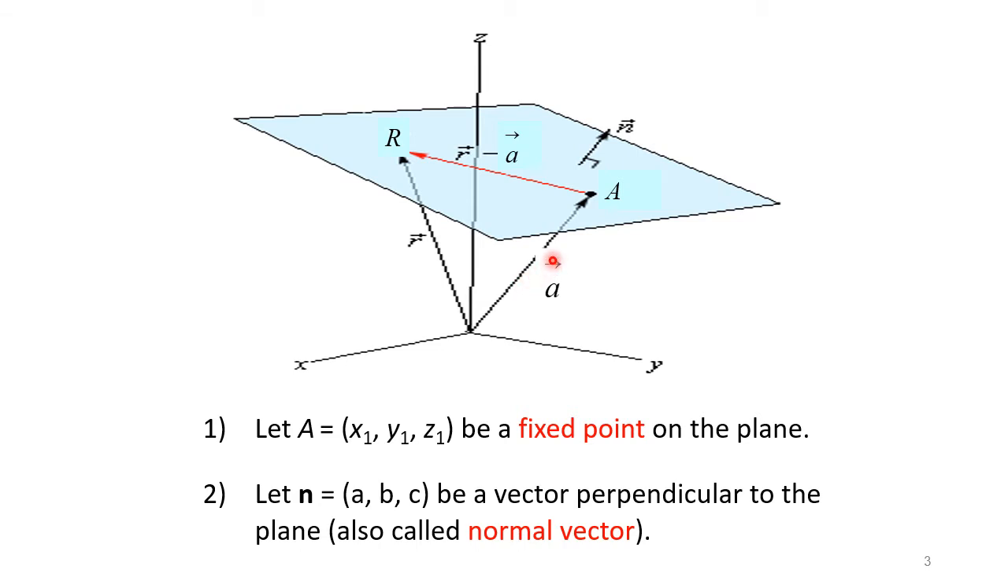Right, so let's see the situation of this plane. The thin sheet here represents a plane. So let A be (x1, y1, z1), a fixed point on the plane, right? So this one is A, and then N, that is (a, b, c). So this is N, right? N will be a vector perpendicular to the plane, also called a normal vector. That's why we use the N notation, because N represents normal.